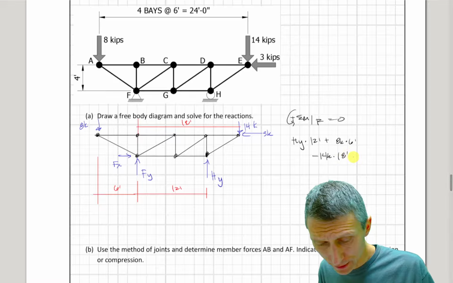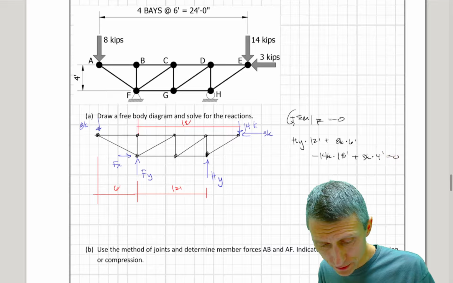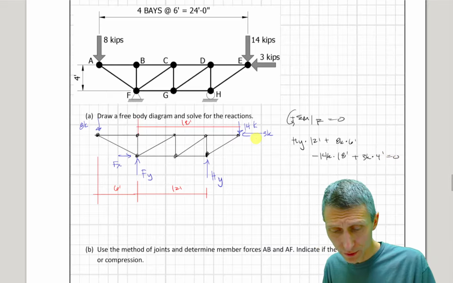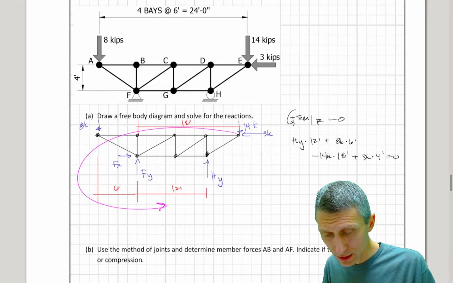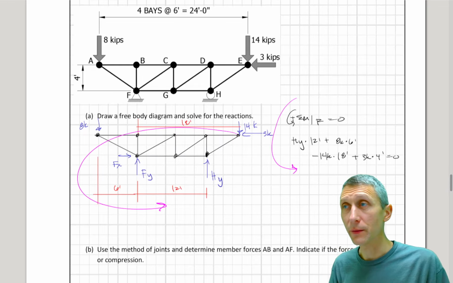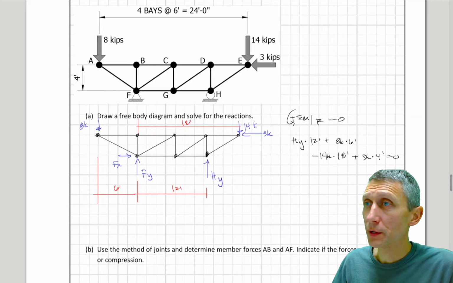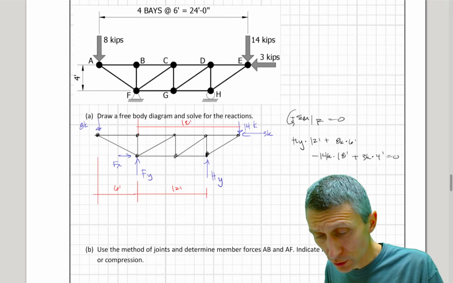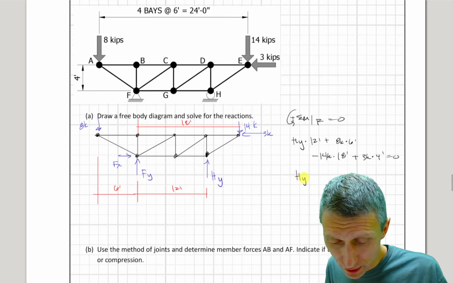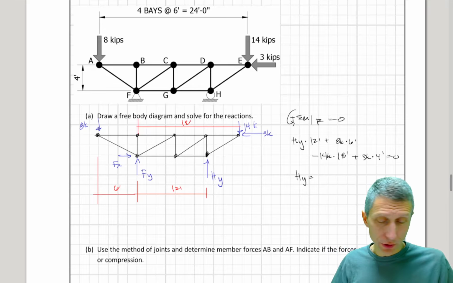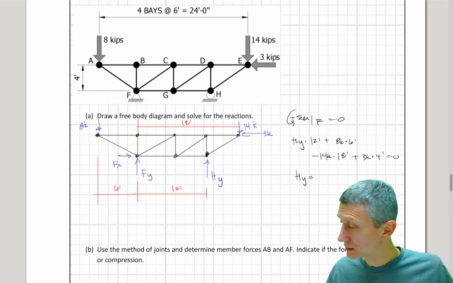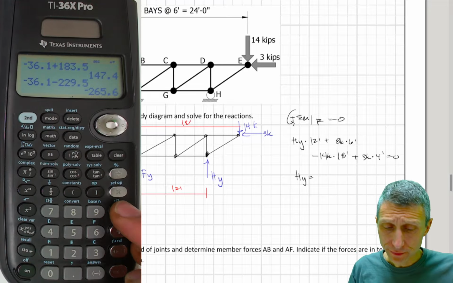And then I'm going to add in the 3 kips times 4 feet. That all equals 0. Why am I adding in the 3 kips again? If we think about this, it's going in a counterclockwise direction, just like our positive sign convention. Okay, so if you can write that equation out, you're getting there. So let's solve this equation. And what are we going to get?